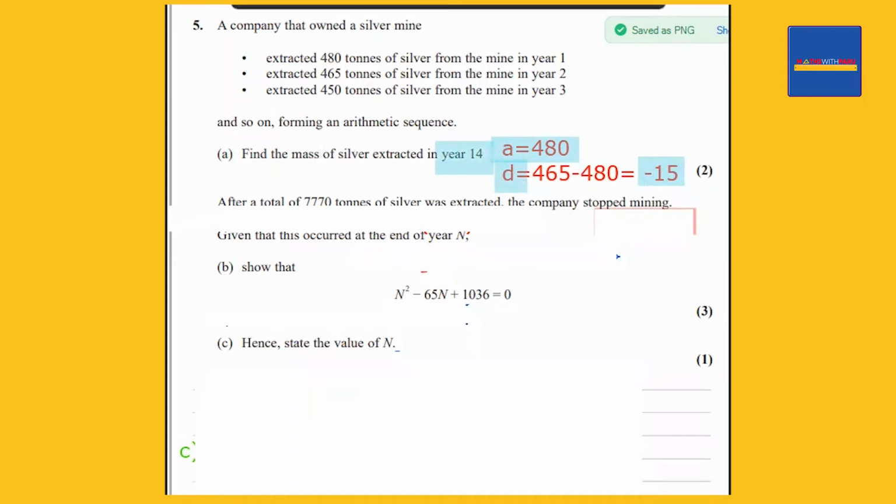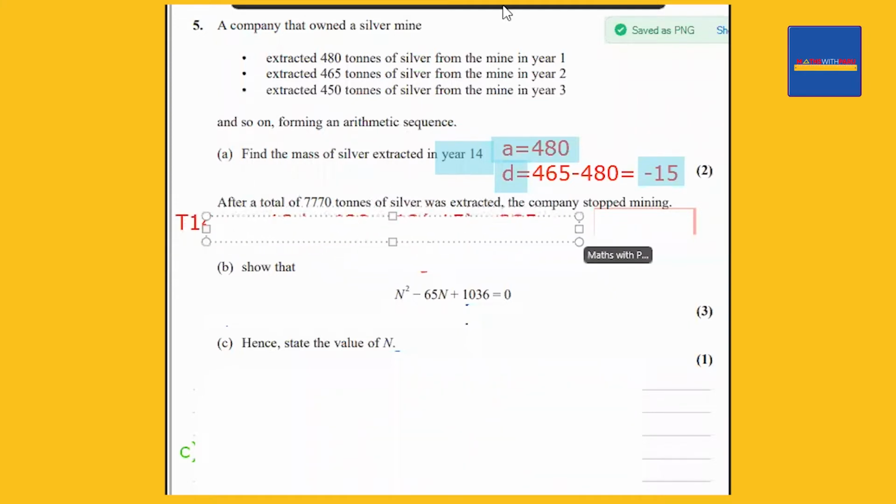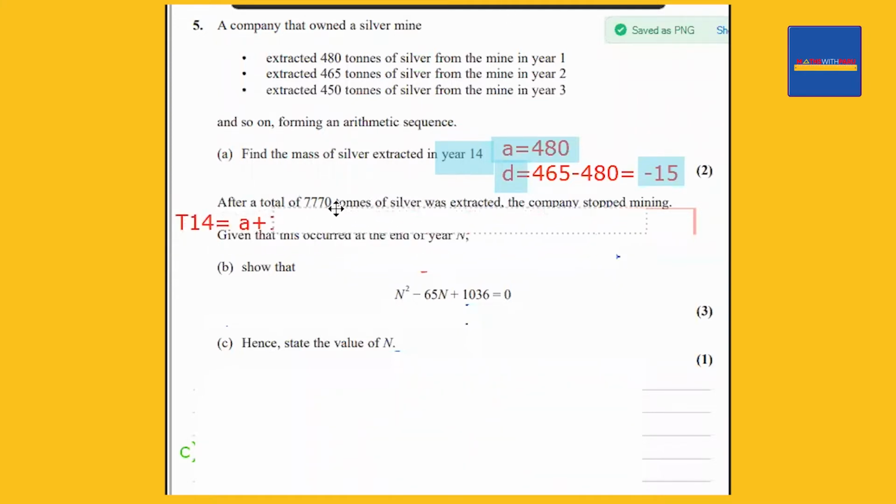Now, the first question is, find the mass of silver extracted in year 14. So we simply use the formula for the nth term of an arithmetic sequence, which is Tn equals a plus n minus 1 into d. So T14 is going to be a plus 13d. A is 480, so we write 480 plus 13 into minus 15, and when we do our arithmetic, we end up with 285, which is the answer for the first part. So T14 is 285.